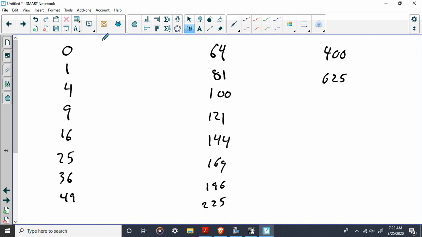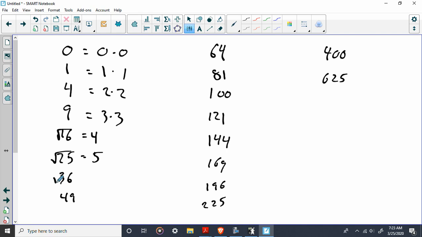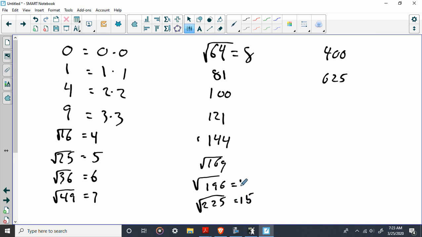So why are these numbers perfect squares? Well, this number is 0 times 0. This is 1 times 1. This is 2 times 2. This is 3 times 3. So in other words, if I take the square root of these numbers, I get integers as answers. We call these perfect squares because they have nice numbers to use as answers, right? So I'll give you a few more. Normally, these are posted on the wall in my classroom.